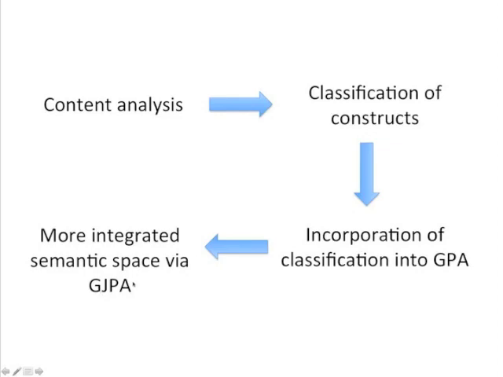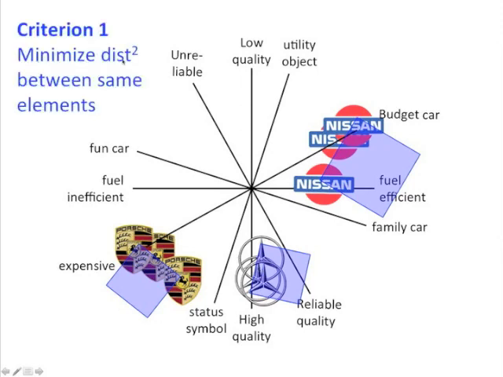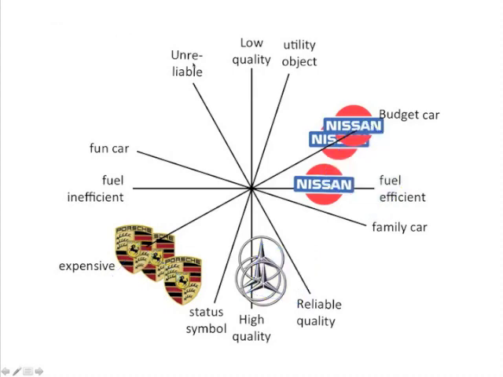So how does this work technically? This is what we started off with. We saw that the criterion we used was to minimize the squared distances between the same elements, between Nissan in this case, or here between Paul or she, and between Mercedes. So criterion 1 was to minimize squared distances between same elements. But we saw that this does not necessarily yield a space where constructs which are similar, low quality and unreliable, are in the same position. So I want an additional criterion.